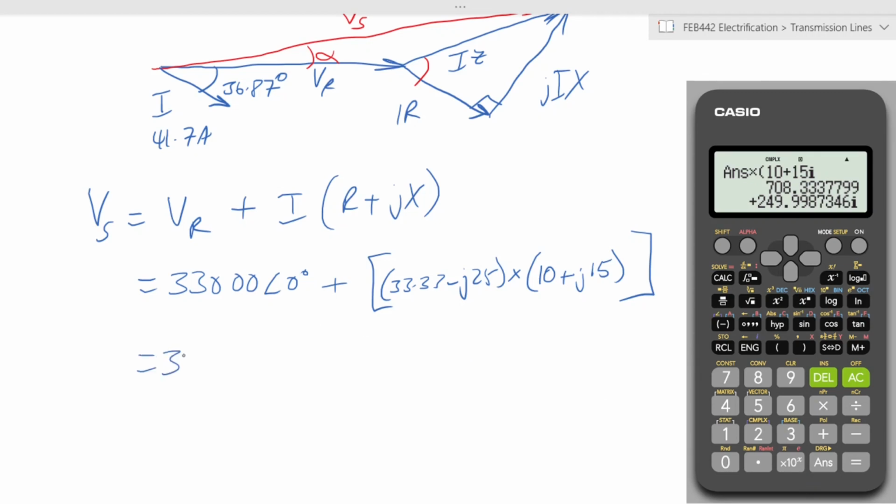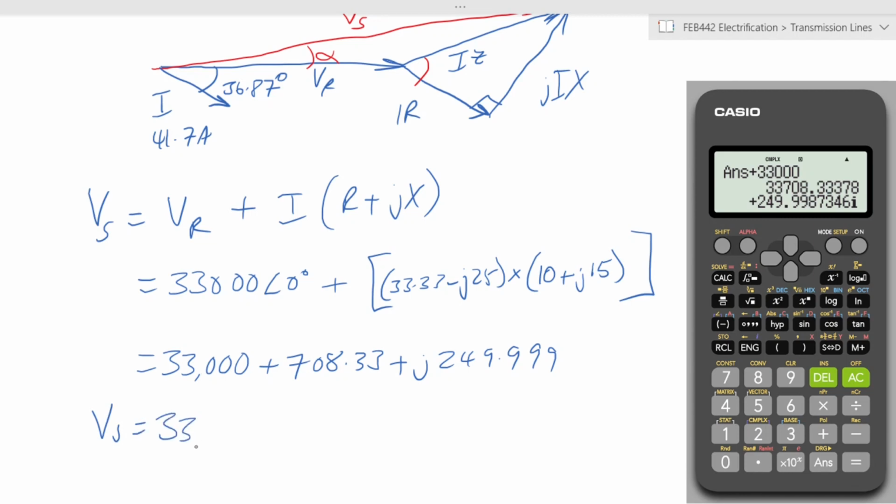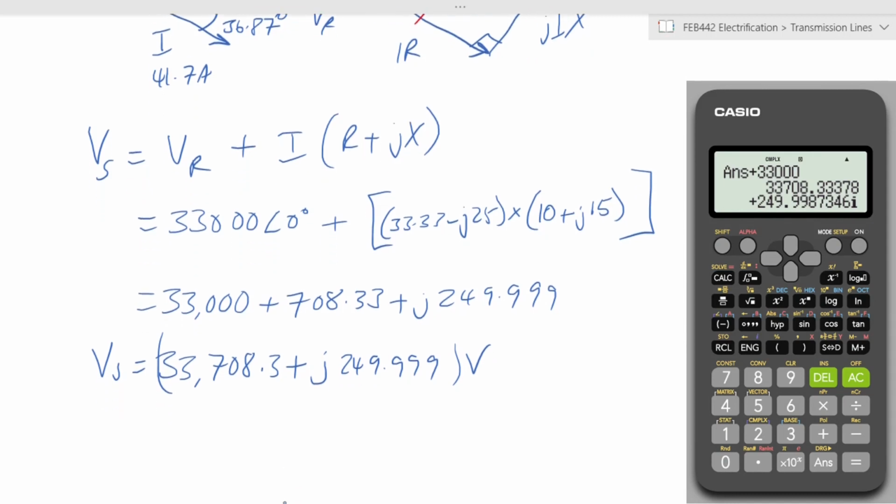So it is 33,000. Because it is at 0, we can disregard any complex property, plus 708.33 plus J249.99. Adding all those up together, let's add 33,000. You get VS is equal to 33,708.3 plus J249.999 volts. Okay, so that's our sending end, right?